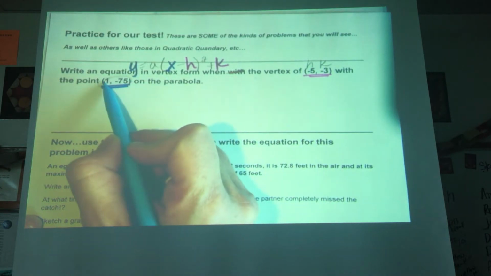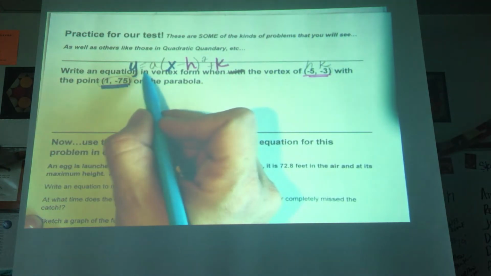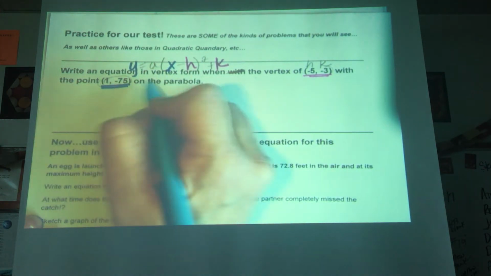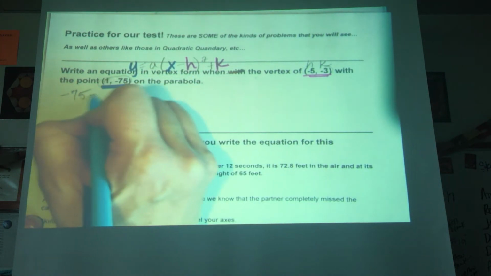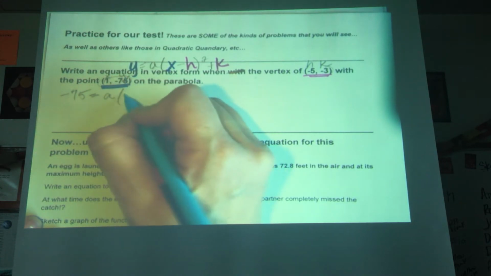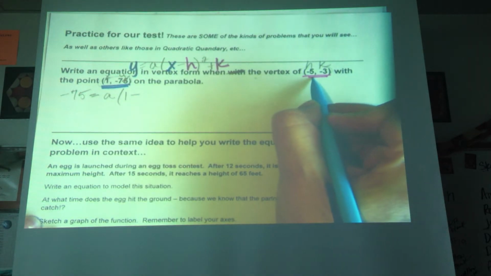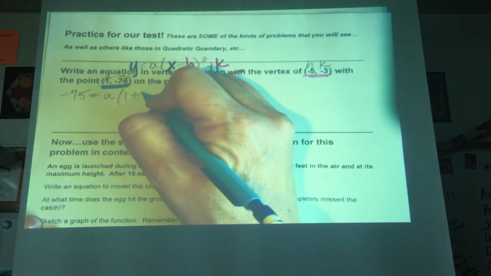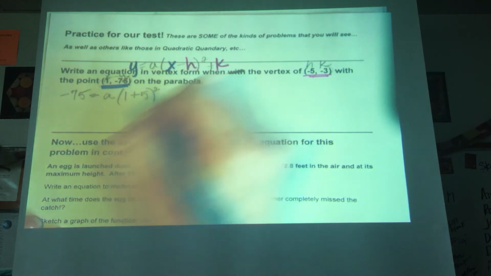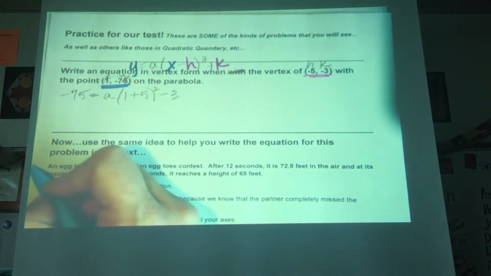We're going to use this point to get to A along with our vertex and then leave it behind to write our equation. So what I've got is -75 equals our unknown A, the X value we're using is going to be 1, minus our H. Now it's minus -5, so that's going to put a 1 plus 5 in our parentheses here, and then plus K, in this case our K is negative 3.